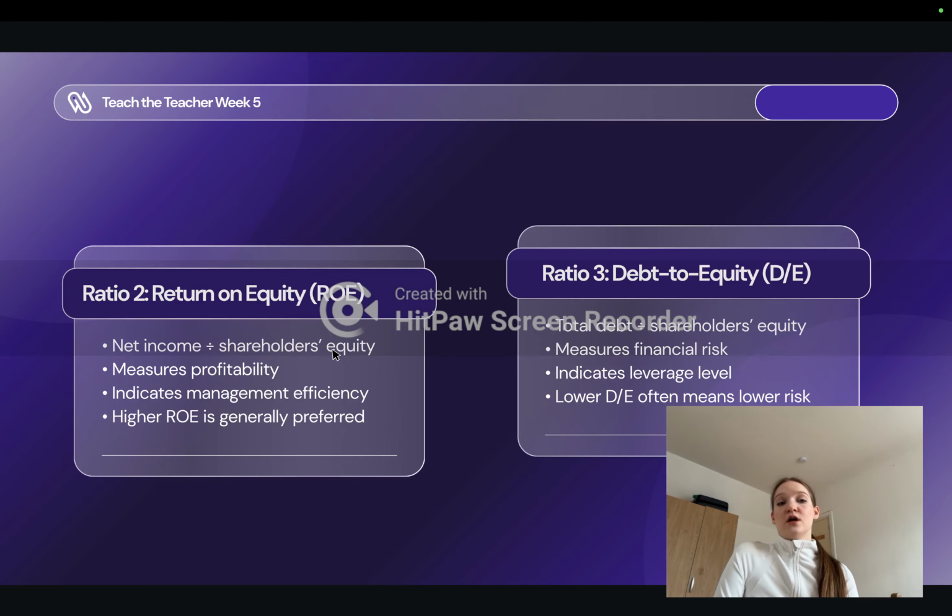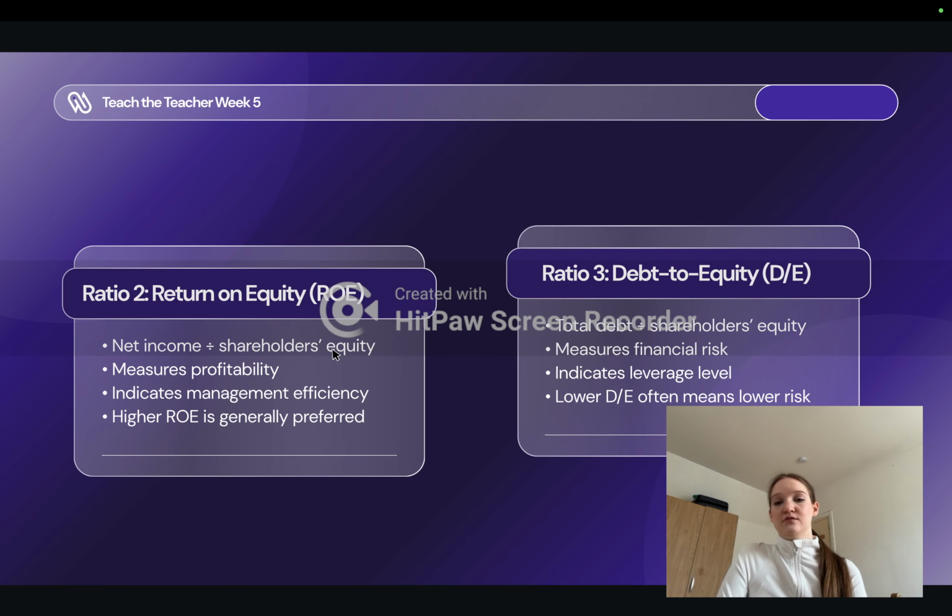The next 2 ratios are return on equity and debt to equity ratios. Return on equity is calculated by dividing net income by shareholders' equity. It measures how effectively stockholders' money is used to generate profit. So it also evaluates the efficiency of management in the company, and a higher return on equity is generally preferred when making an investment.